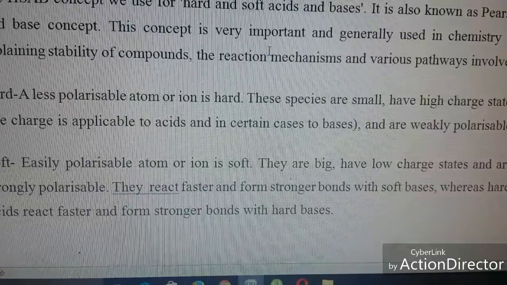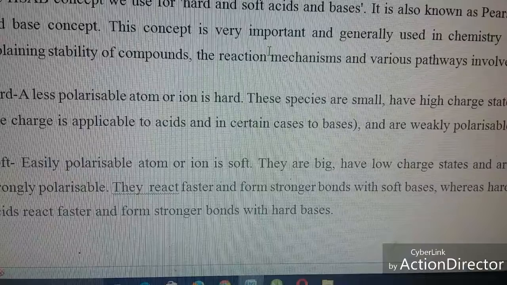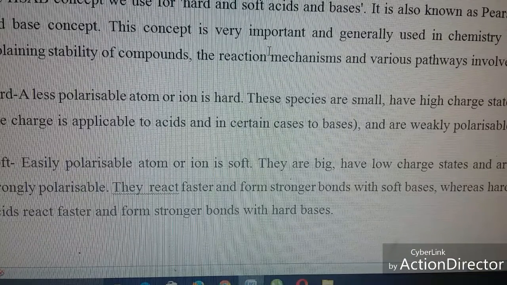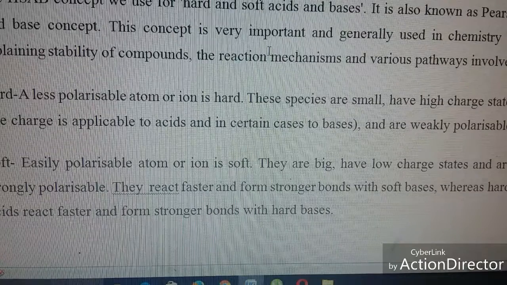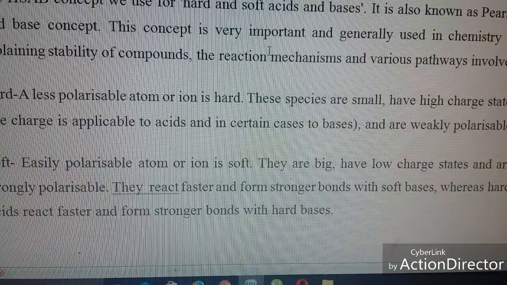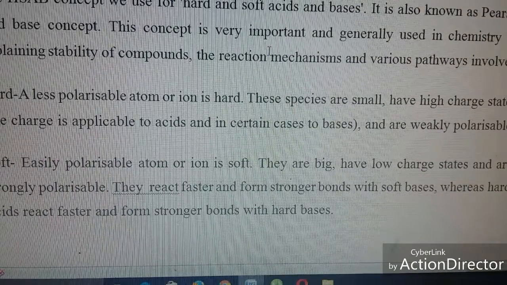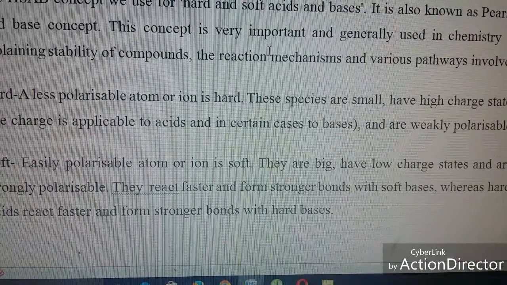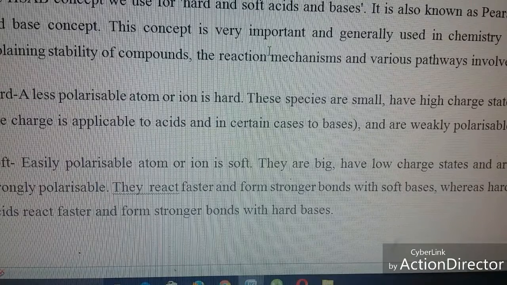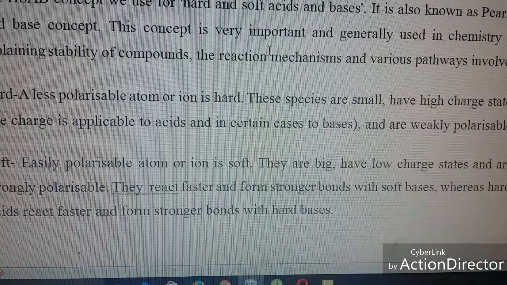Come to the hard and soft acid base concept, also known as the Pearson concept. It is very important and used in chemistry in order to explain the stability of compounds. Hard generally means one which is less polarizable or weakly polarizable, and these species are small, they have a high charge state. It is applicable both to acid as well as base. Whereas soft means which is easily polarizable, and they are big, they have a low charge state, and they react faster.